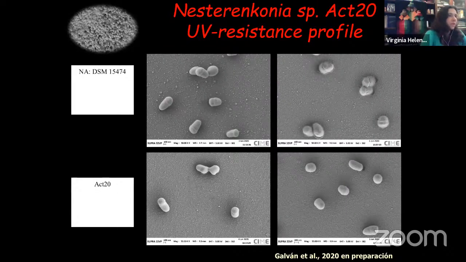We also tried to see if we can observe changes in the morphology or in the ultrastructure of Nesterenkonia by electron microscopy. And this is the same assay I showed you before, but instead of checking the growth, we directly make samples for electron microscopy. And what we show, this is the Nesterenkonia allotolerans without and with the UV treatment. And this is Act20 without and with the treatment. So it is clear here that Nesterenkonia allotolerans is affecting its structure, its morphology, and in the case of Act20, after the same dose, there are no morphological changes. So this is another proof of the resistance of this.